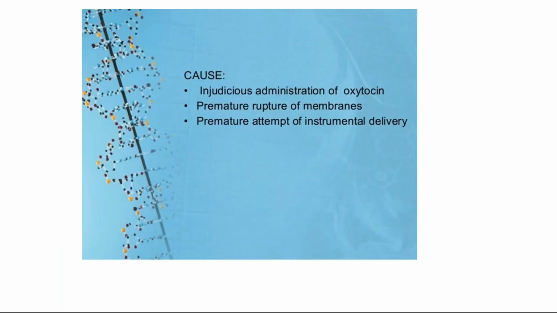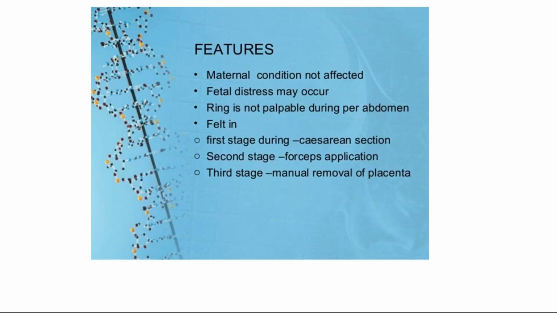Causes may be injudicious administration of oxytocin, then premature rupture of membranes, where the whole liquor has drained out, and then the uterus may be stimulated to contract around the fetal part. Premature attempts at instrumental delivery also. Before full cervical dilatation, you apply forceps or a vacuum. Then also the myometrium may be stimulated to form a ring.